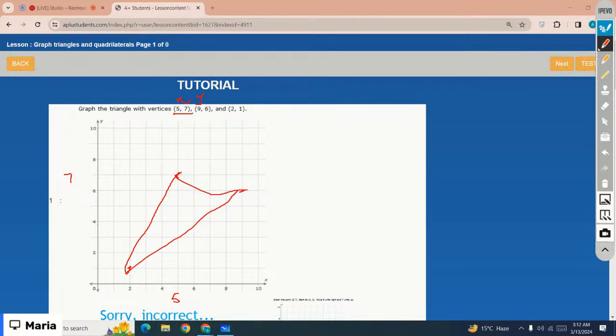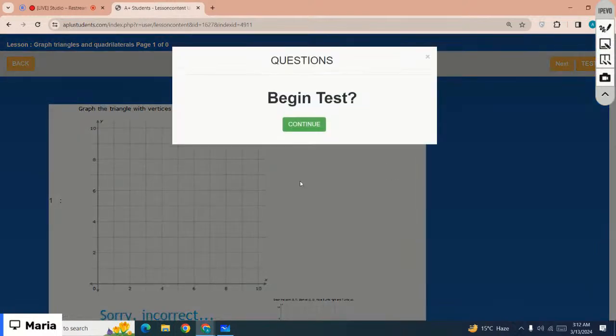You can graph the triangles and quadrilaterals. Just plot the given points on the graph, join them and make a figure. Let's just start with the test questions.